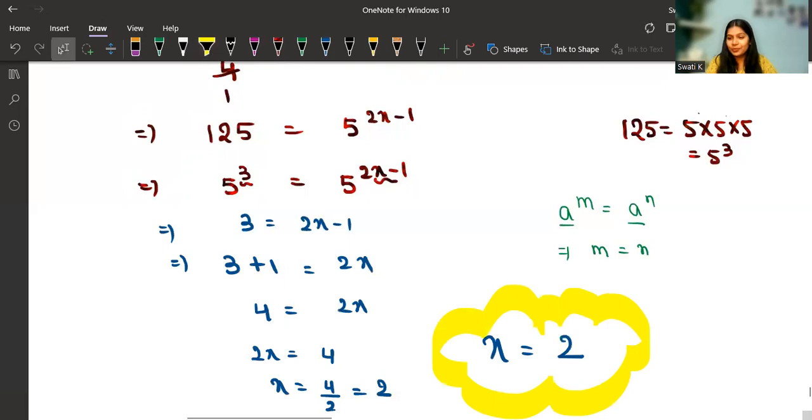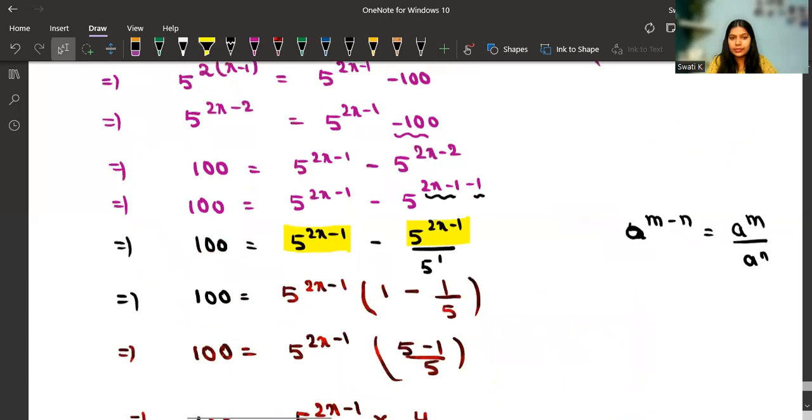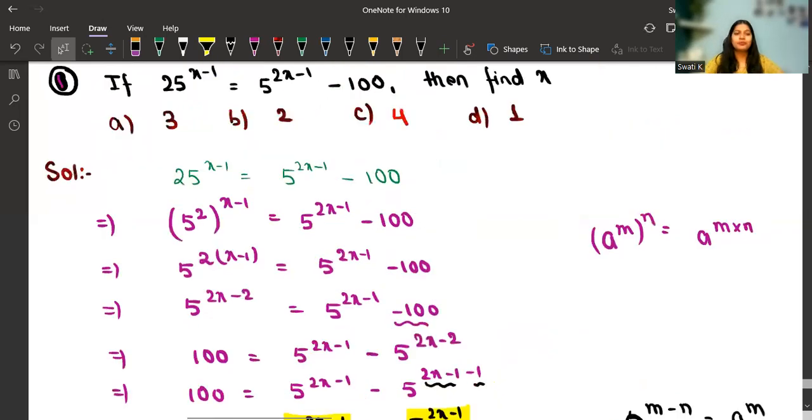Okay, so let's choose the correct option. So the correct option is x equals 2. And this is the correct option.